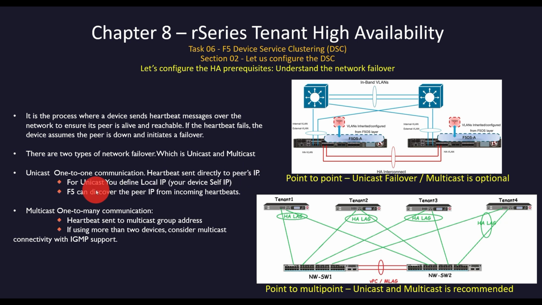Unicast is one-to-one communication. Here, the heartbeat is sent directly to the peer's IP address. For unicast, you define the local IP, which is your device self IP. F5 can discover the peer IP from the incoming heartbeats. Whereas multicast is one-to-many communication. Here, the heartbeat is sent to the multicast group address. If you are using more than two devices, always consider multicast connectivity with IGMP support.